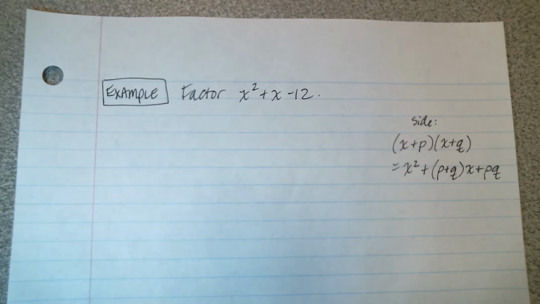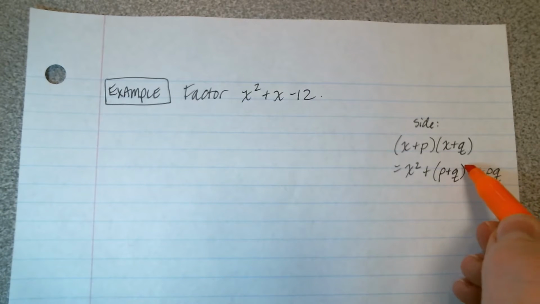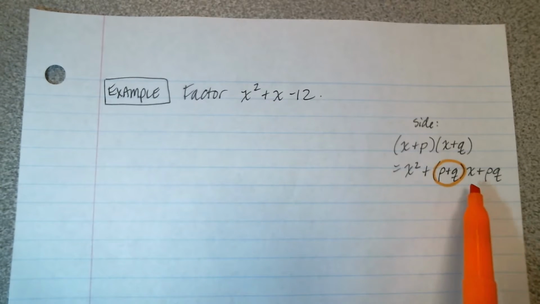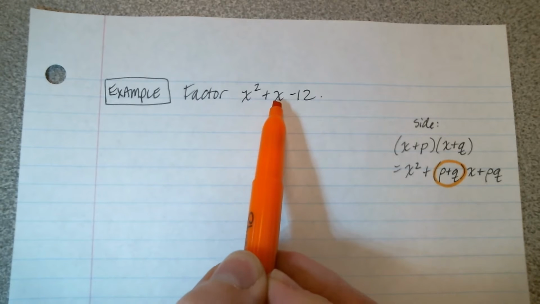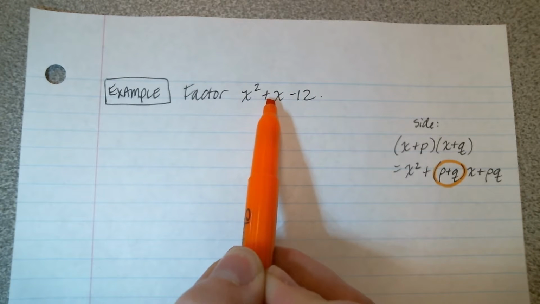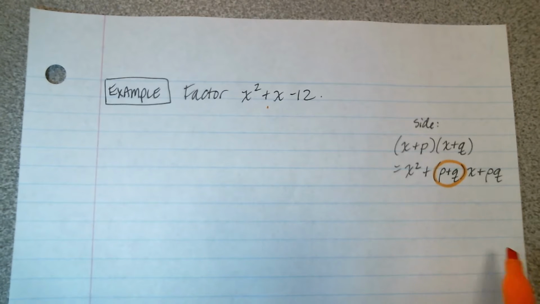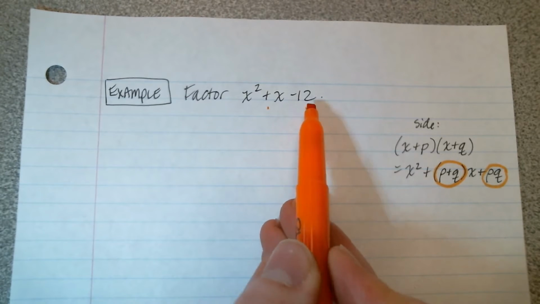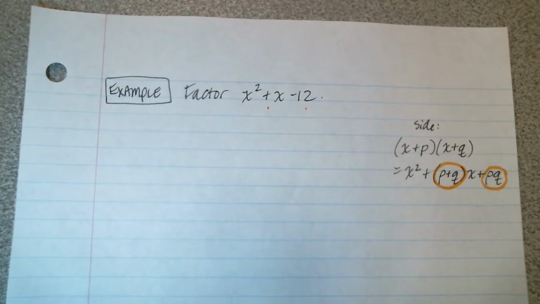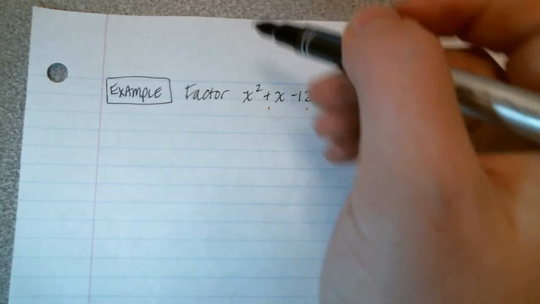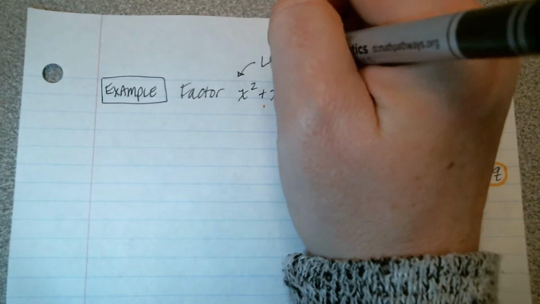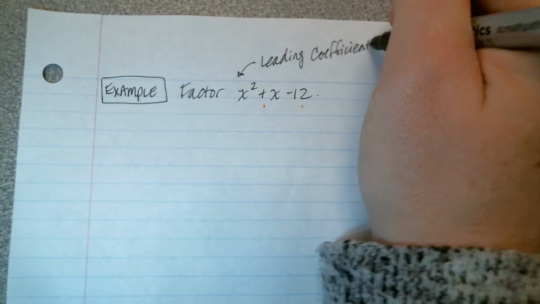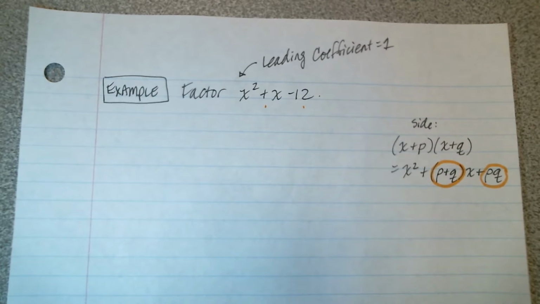So what I notice is that this is my trinomial. P plus Q is the coefficient on x. So I'm looking for 2 numbers that add to this coefficient right here. Also, P and Q multiply to the constant term right here. So when I'm factoring a trinomial with leading coefficient 1, this is the method we use.